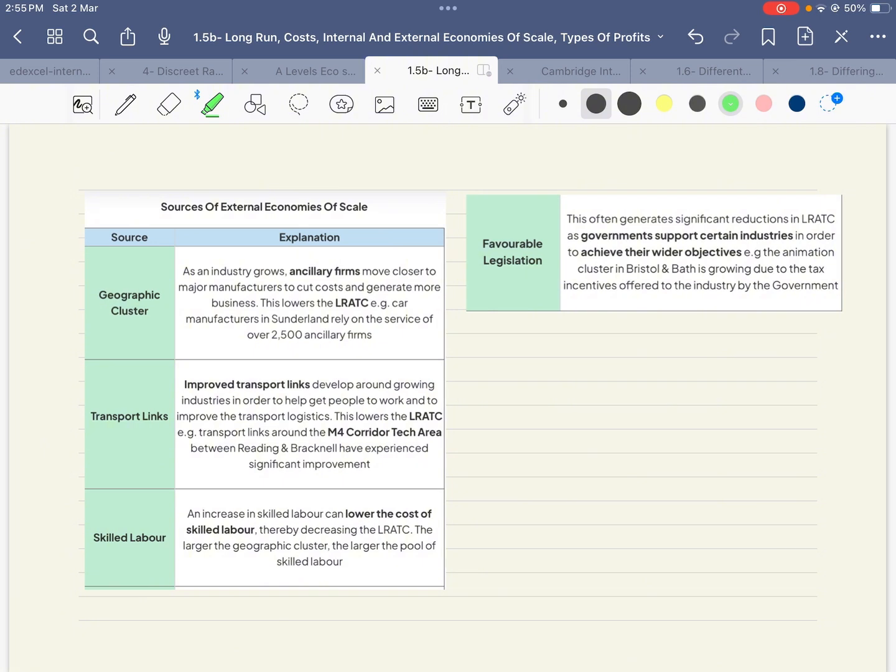Next is skilled labor, meaning a pool of skilled labor is available to work in the growing industries and all the firms can benefit from them. Next is favorable legislation. When the firms and the industry have the potential to grow, then the government also supports certain industries to achieve their wider objectives, and that favorable legislation helps them lower their costs in the long run, meaning there are no regulatory costs that they have to bear, licensing costs and other kinds of costs.